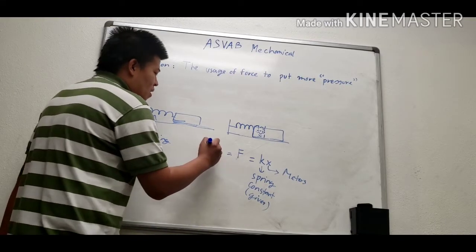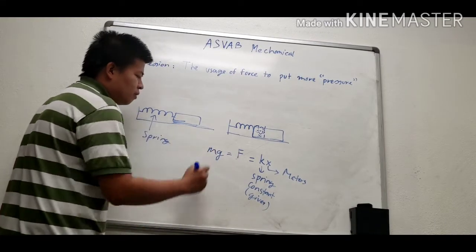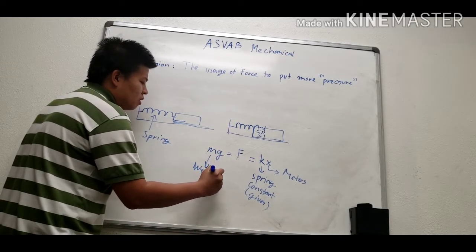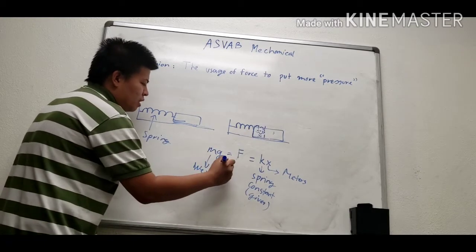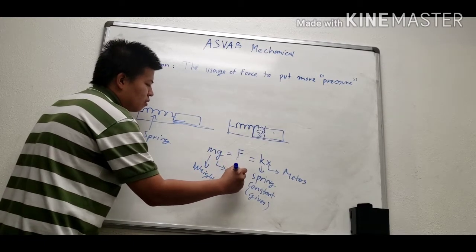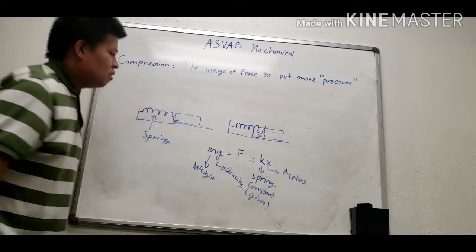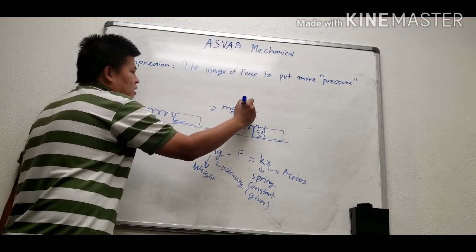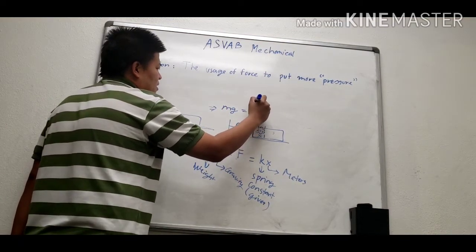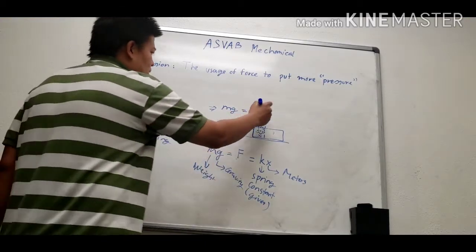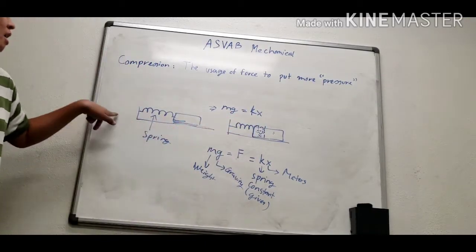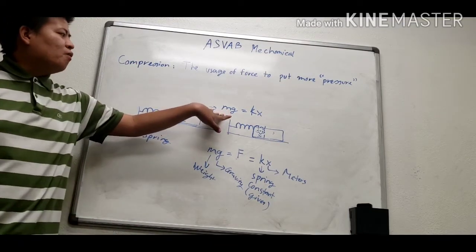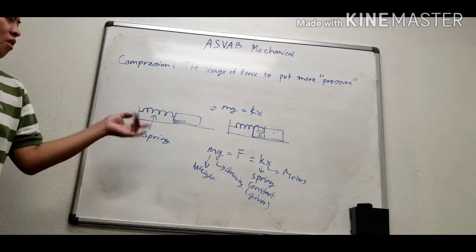In the F, we have M multiplied with G. M is about the weight of the object. Let's say this object. G is about gravity. So in conclusion, we have the formula M multiplied with G equal to K multiplied with S. This one is important for the spring, and they will ask the formula, what is the compression of the spring, and you will apply this formula and you get the high score on the ASVAB.